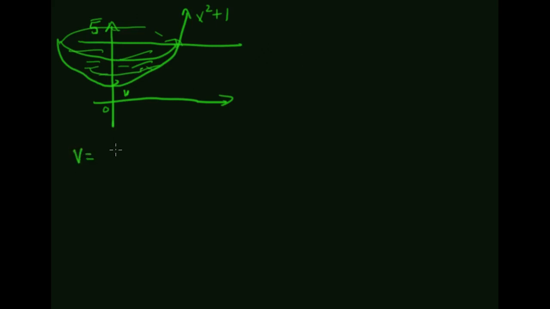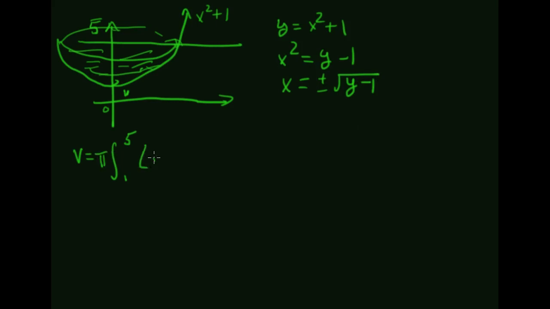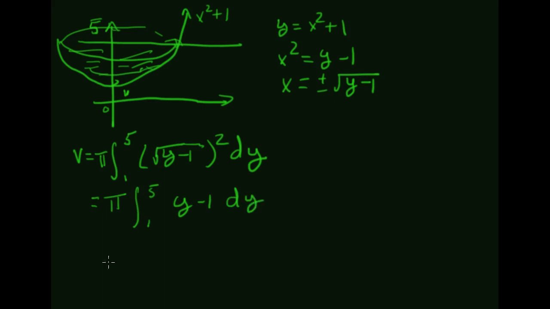So volume here is going to be the integral from 1 to 5. Now, I know that y is equal to x squared plus 1, which means x squared is equal to y minus 1, which means x is plus or minus the square root of y minus 1. We only need the positive one here. This is going to be pi times the square root of y minus 1 squared dy, right?